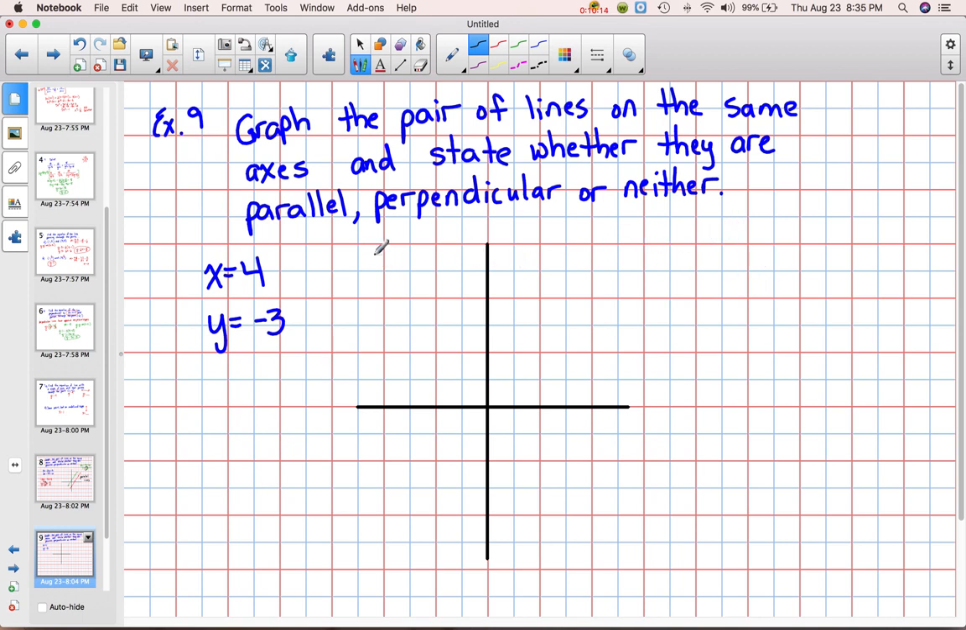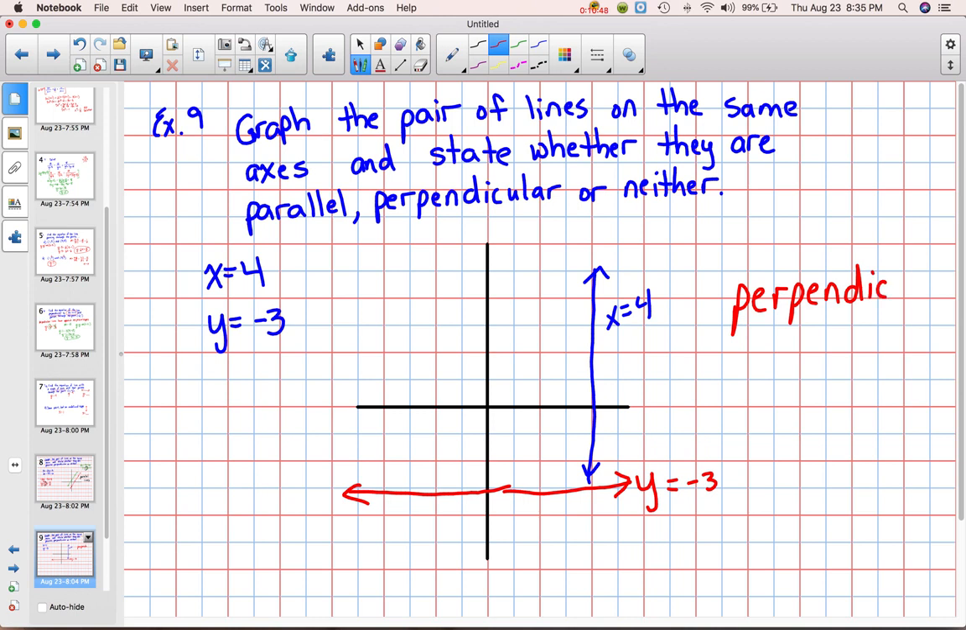On this particular one, you should hopefully notice x equals 4. Whenever you see that, you need to think right away, okay, this is a vertical line, so we have the vertical line x equals 4. I'm going to label this. And my other line, y equals -3, is a horizontal line. So we get y equals -3, and we can see we have perpendicular lines. This is kind of a special case when you have a vertical and a horizontal line, but that should make sense to you that it would be perpendicular.